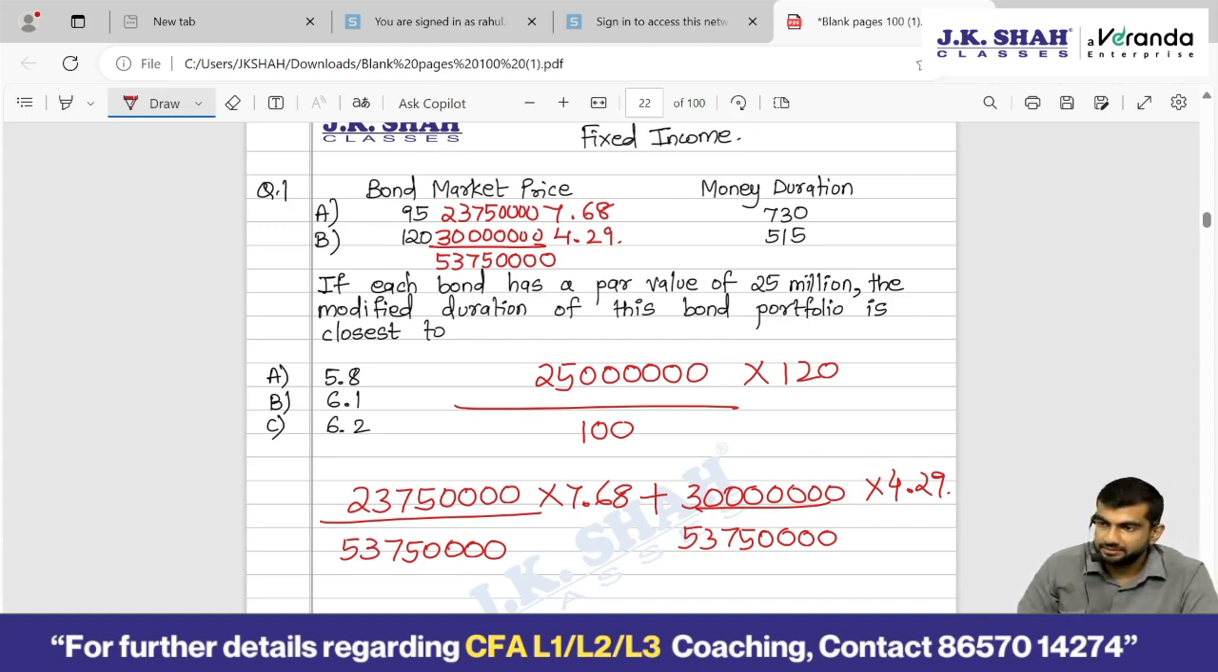So option A. I hope you understood how to do it. Take the market value of total bond A, not per bond, total. Because the number of bonds is different for both A and B. Actually, the number of bonds is the same; in fact, the market price is different. Fine. Okay. Proceed. They have asked you modified duration, not Macaulay. Weighted average mod duration.